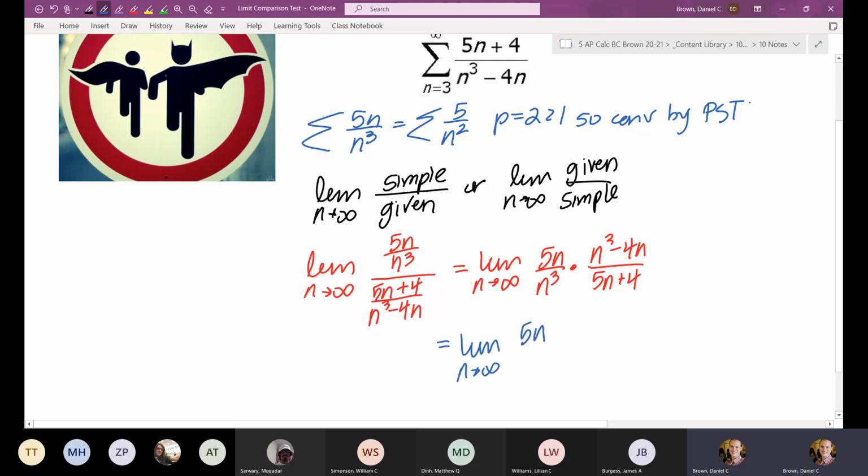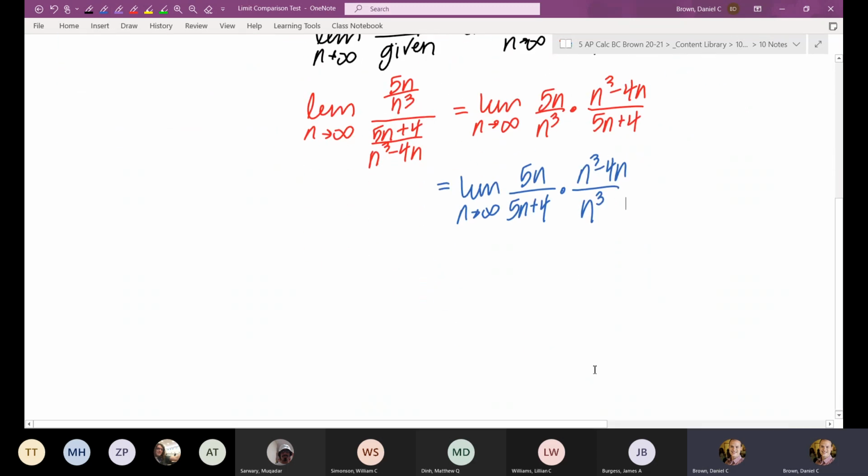So I'm going to keep the 5n, and I'm going to move the 5n plus 4 term underneath it. And then I have the n cubed minus 4n, and I'm just going to shift the n cubed term underneath it. So you really are just multiplying two fractions. n is going to infinity. So if we're looking at these fractions, what is that first fraction going towards as n goes to infinity? 1. You have 5n over 5n, which is just going to give you 1, times we have n cubed minus 4n over n cubed. What is that going to go to as n goes to infinity? Also 1. So what is the limit going towards overall? 1.